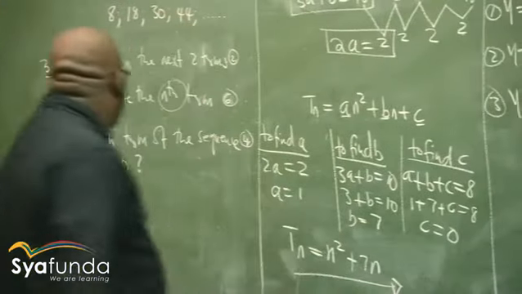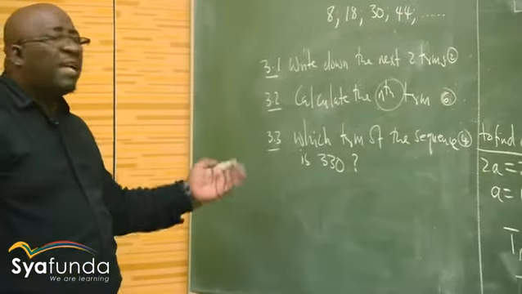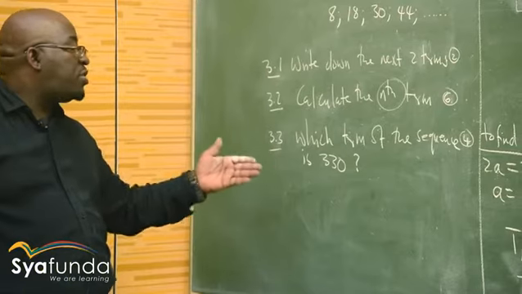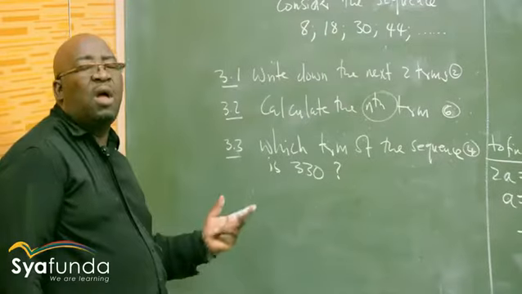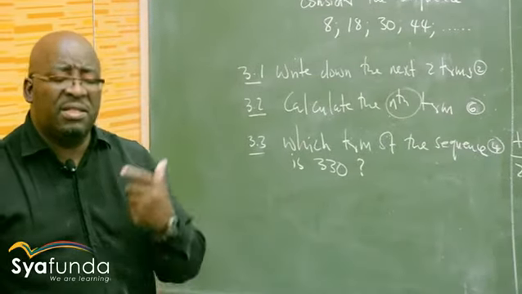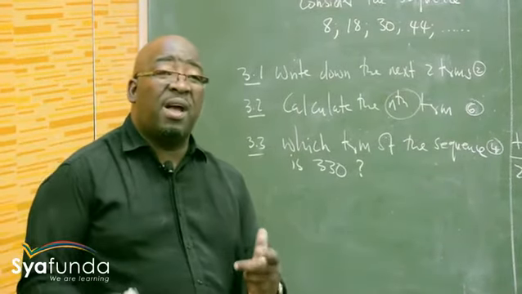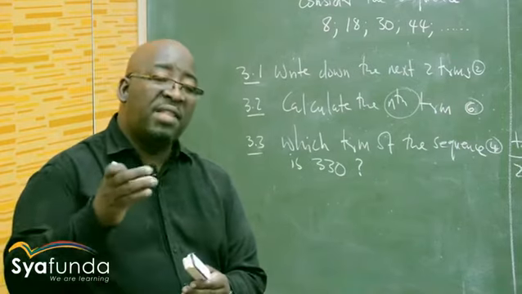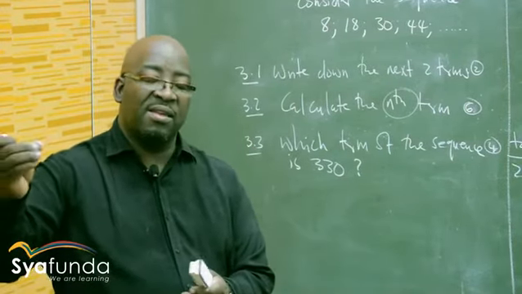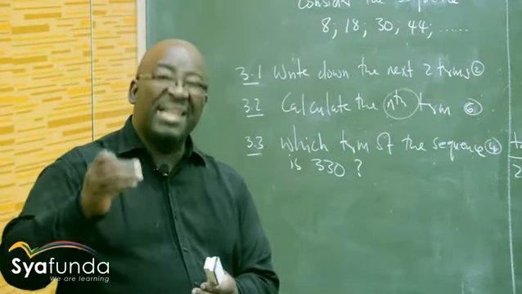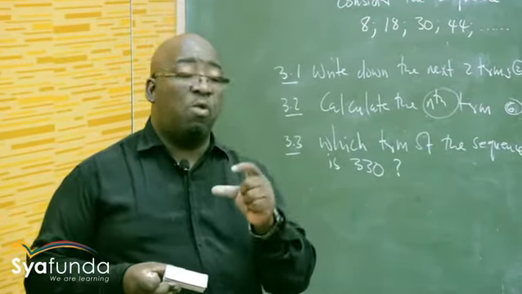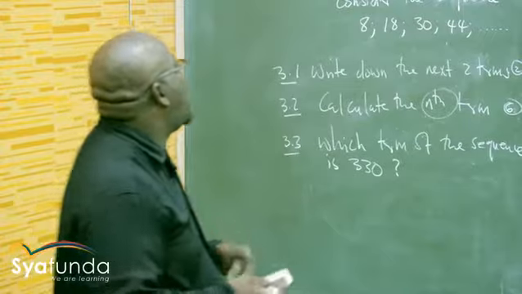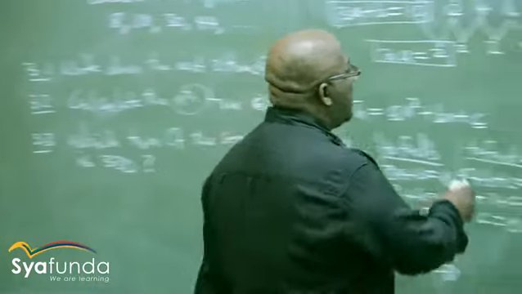Right, let us look at the third question. The third question says, which term of the sequence is 330? Which term of the sequence is 330? In this case we want n, to find out what n is in this particular case, because n represents which term it is.